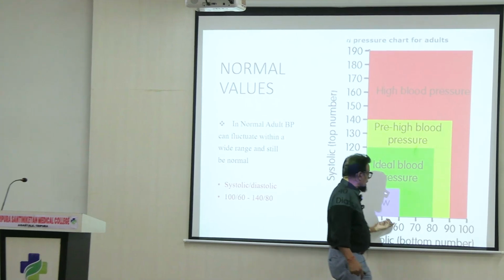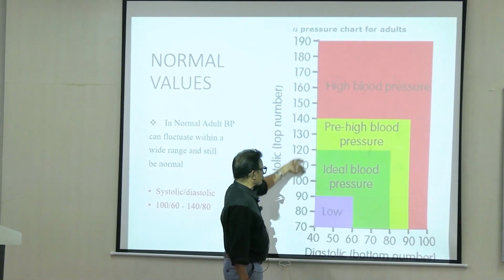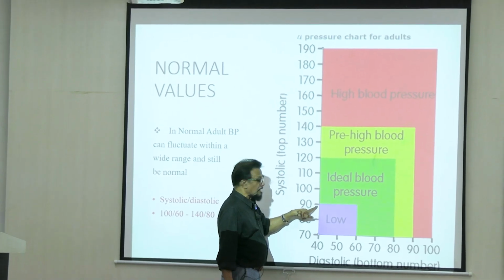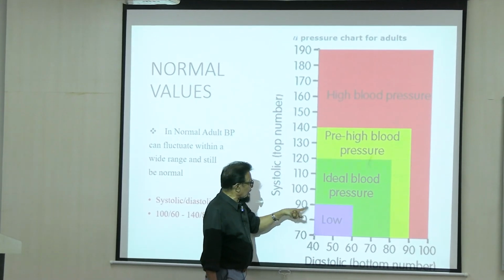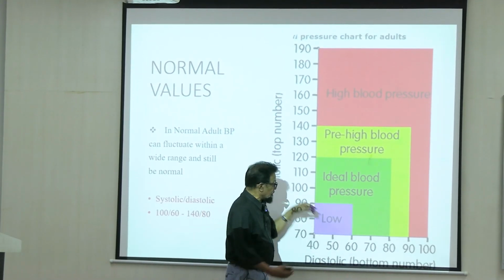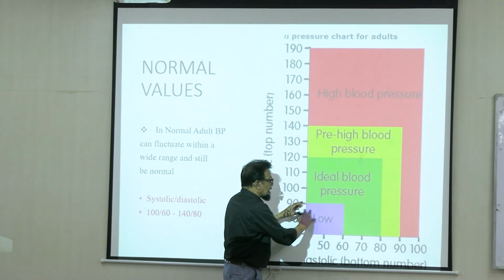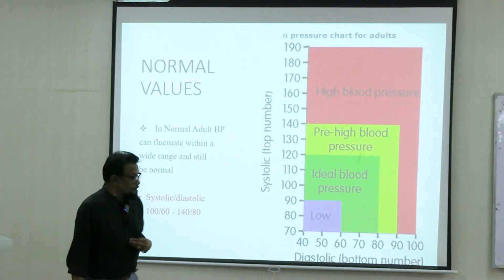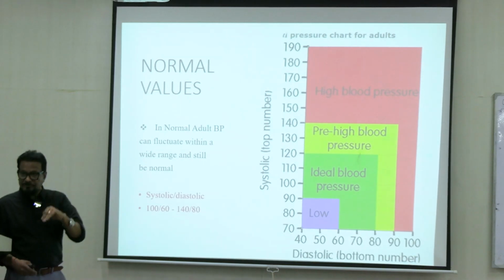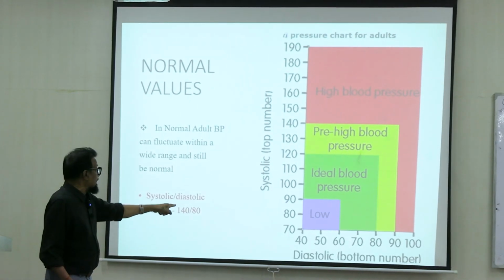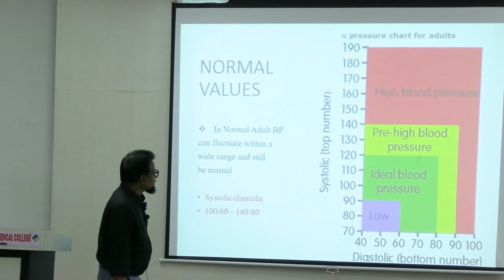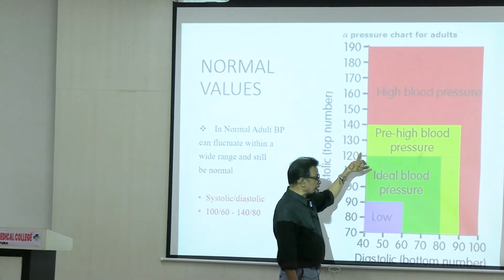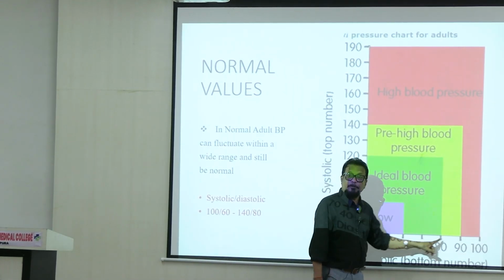This is the diastolic pressure and this is the systolic blood pressure. When the systolic blood pressure is 90 and diastolic blood pressure is 60, this level is hypotension, or low blood pressure. So systolic pressure below 90 and diastolic pressure below 60. Okay. And what is the normal range? Systolic pressure 90 to 120 and diastolic pressure 60 to 80.